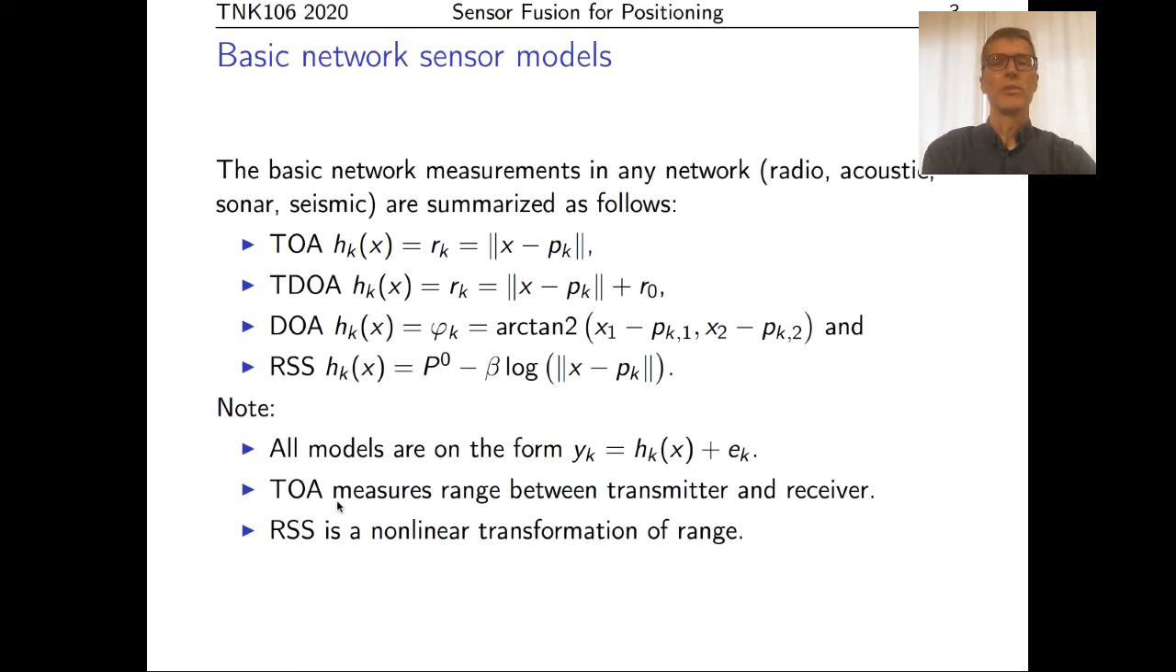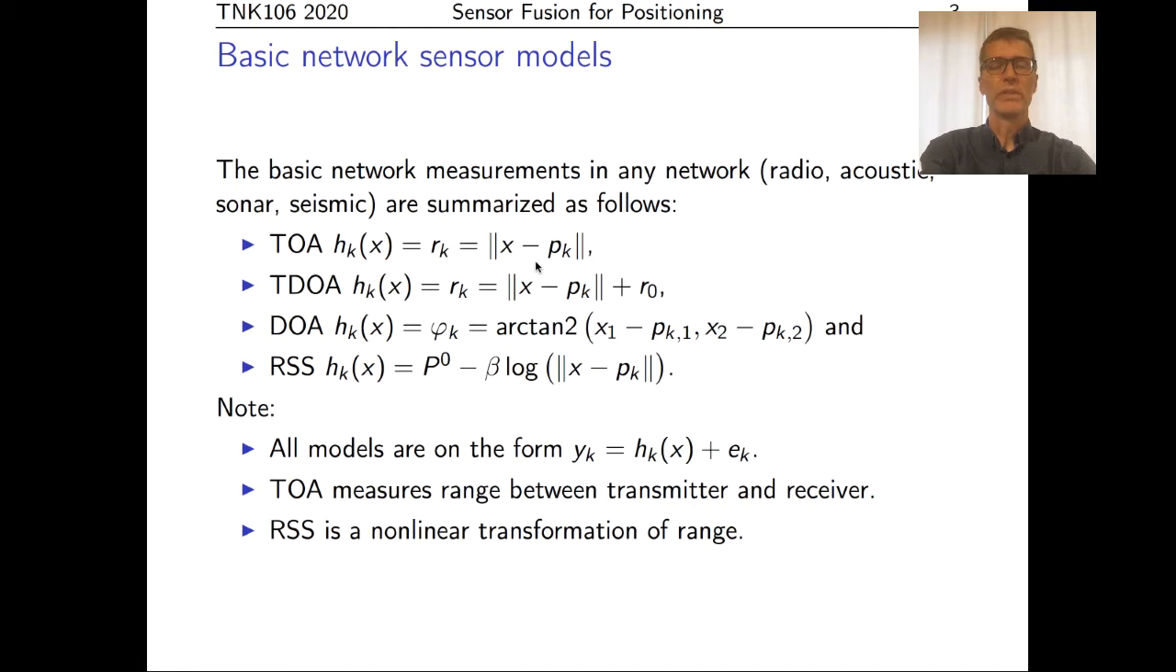So there are a few fundamentally different sensor models available in sensor networks. They all apply to radio measurements, but also to acoustic, sonar, and seismic signals. And they are of four different types. We have time of arrival, that gives a direct measurement of the distance between the object and our sensor.